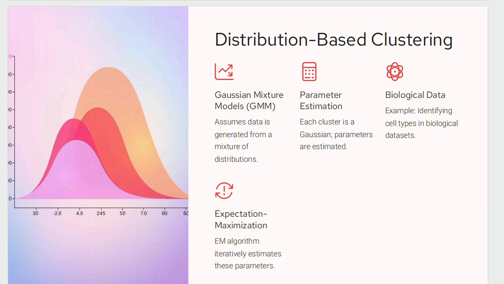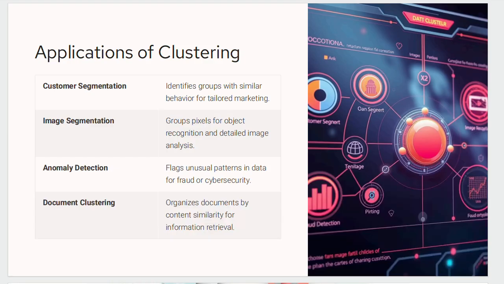Third one is biological data. Example, identifying cell types in biological datasets. Fourth one is expectation maximization. The EM algorithm iteratively estimates these parameters. Applications of clustering.